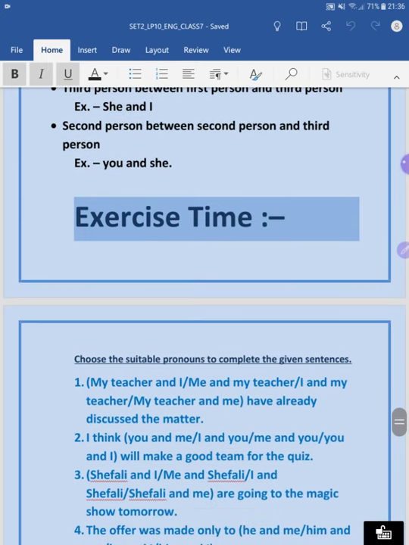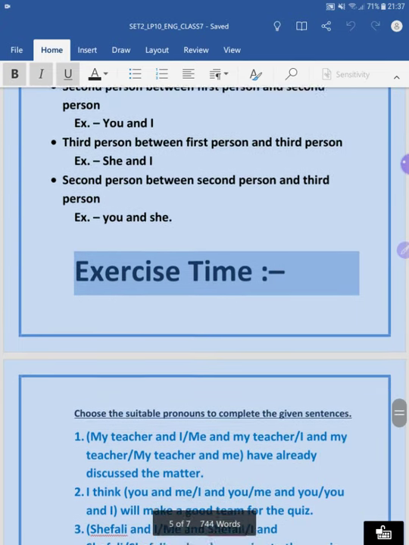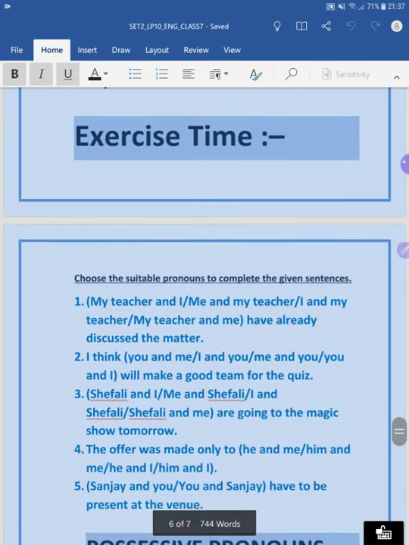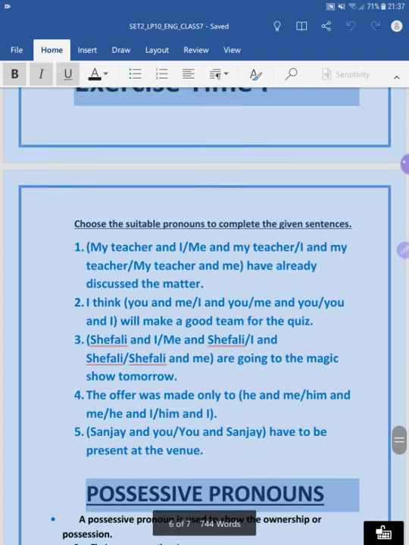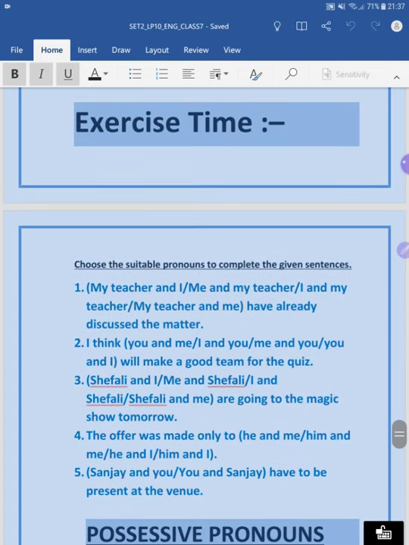Again, the next is me and my teacher. Me is the first person and my teacher is the third person. So again, according to the preference given, we'll have to select the correct choice and strike the other one out. So I hope now you have understood and you'll solve this exercise on your own.